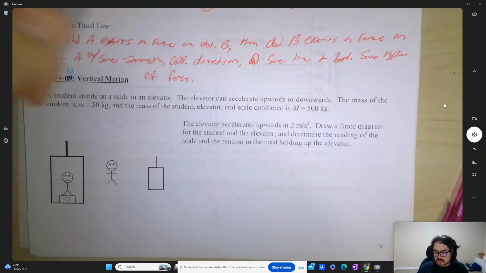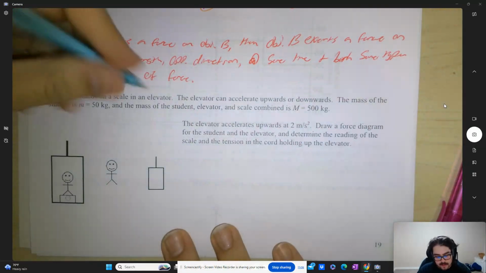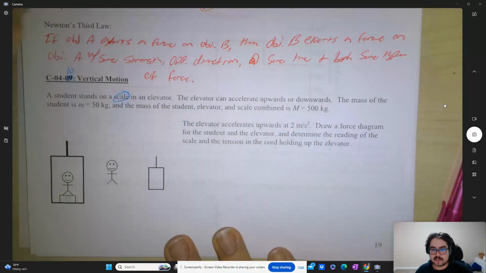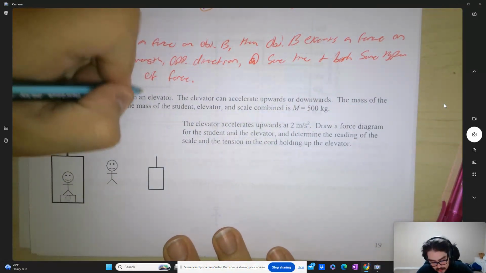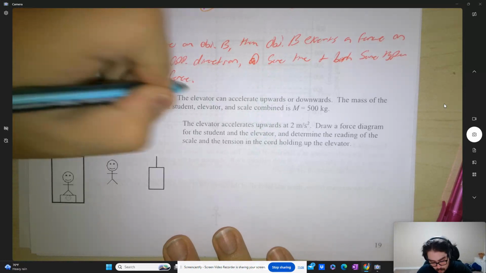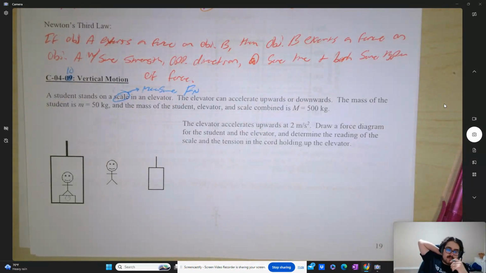So students stand on a scale in an elevator, and I need to point out something pretty important about scales. You may not know this, but fun fact, a scale actually doesn't measure your weight. It actually measures your normal force, or the normal force required to keep you on the scale. When you step on the scale, it isn't measuring your weight directly. It's measuring the normal force that it has to exert on you to keep you on the scale.